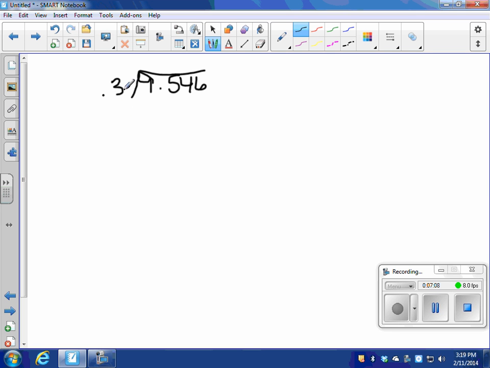Okay, first thing I want to do is make my divisor a whole number. So because I have a divisor in the tenths place, I would multiply by 10, or I would just move my decimal point 1 place to the right. I need to do the same thing to my dividend. I'm going to multiply it by 10, or you could think of it as moving your decimal 1 place to the right. So now my problem is going to look like this. 95 and then 46 hundredths. So I'm just going to start taking away chunks that I know.